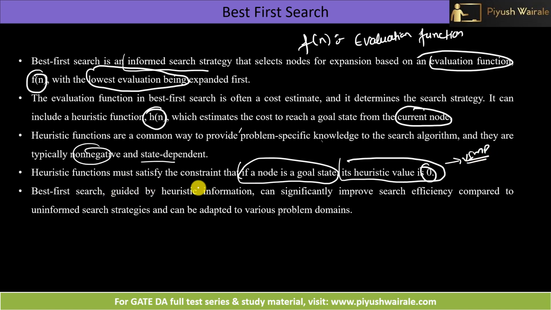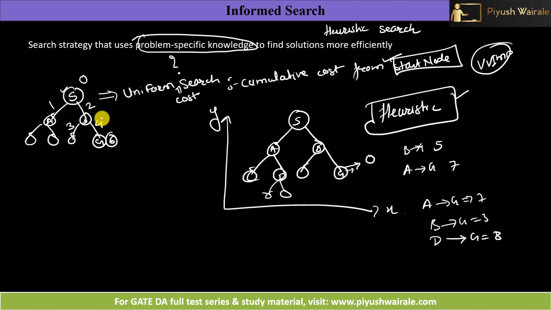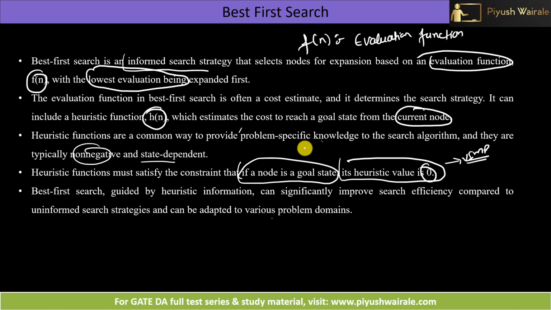Best first search, guided by heuristic information, can significantly improve search efficiency compared to uninformed search strategies, and can be adapted to various problems and domains. That's the case because in uninformed search, we explore all the nodes. But in this case, we know that if I go by this particular node, it will take less cost. So we will not explore this particular path. We don't need to explore each and every node, and this is an advantage of informed search.